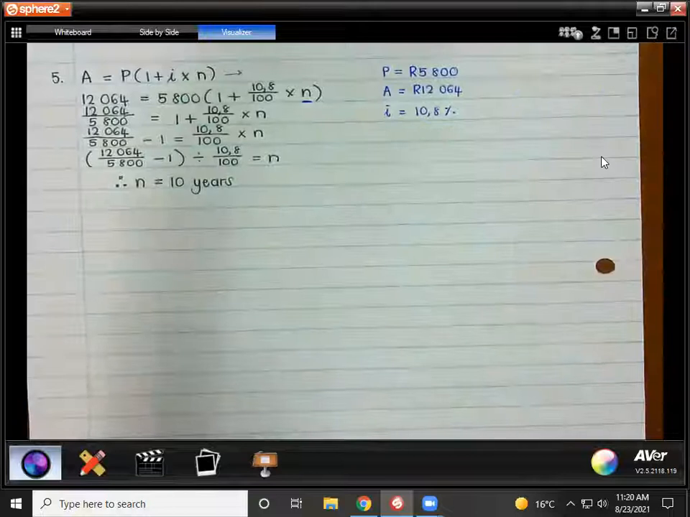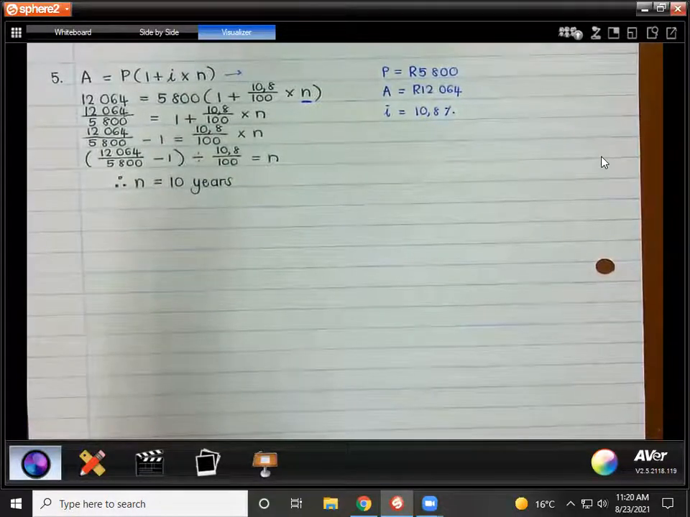So only when you're finding I do you have to times by 100. For the others, your answer will just be there once you've typed it all in.